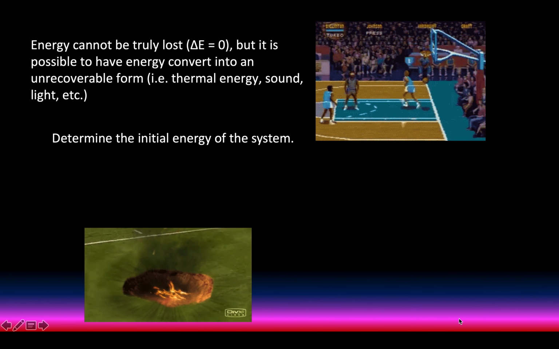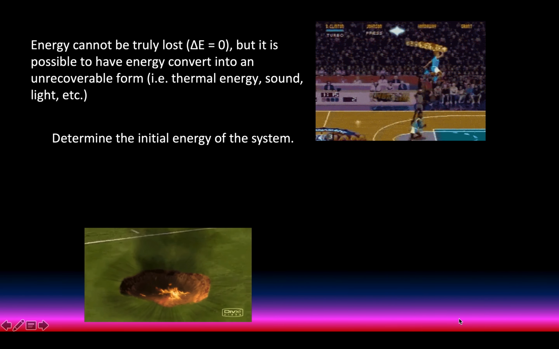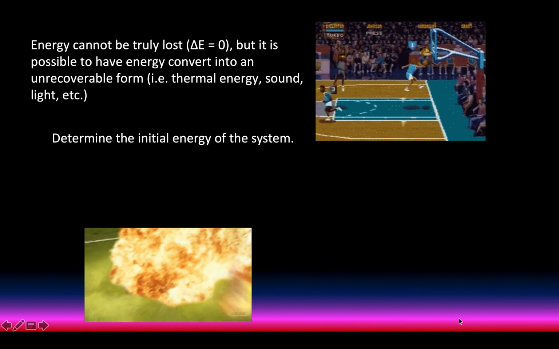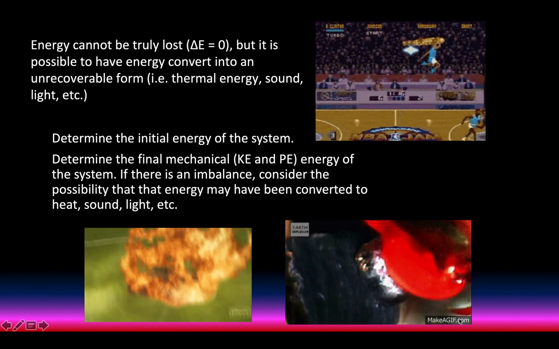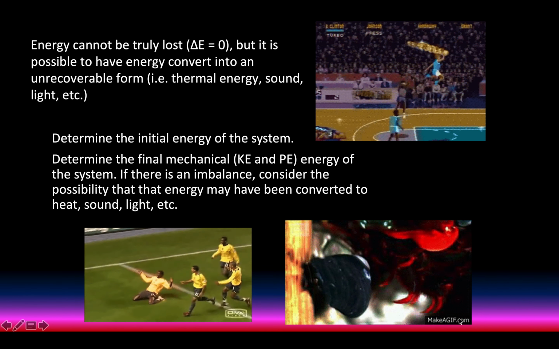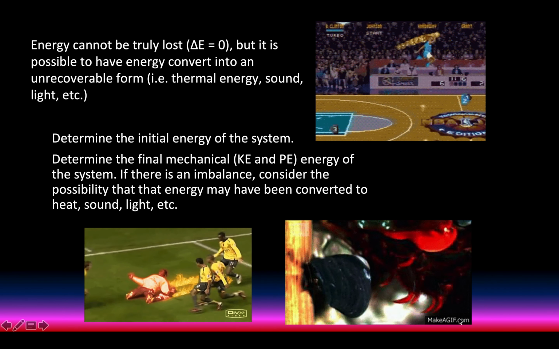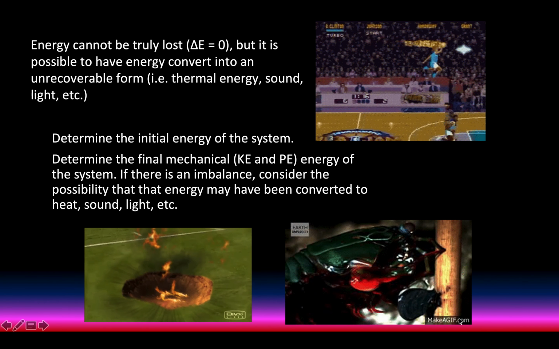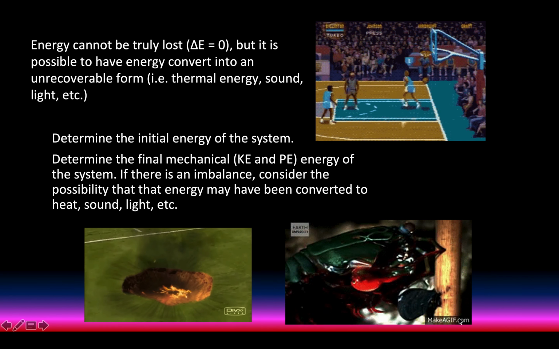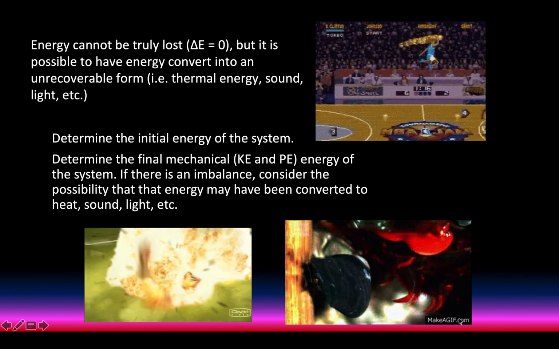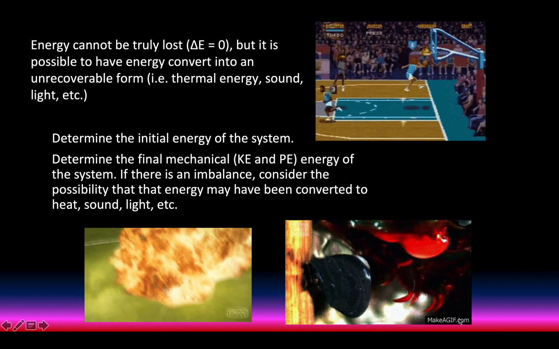So, to address these problems, it could be helpful to determine the initial energy of a system. You do your calculation and you get some number for E total for the initial moment of a system. And then you do a calculation, you find the final mechanical energy, which is basically the final energy in terms of kinetic energy and any potential energies that might be around in your system. And if there is an imbalance between these two values, the initial energy and the final energy, consider the possibility that some of that energy may have been lost to light, heat, sound, and so on.